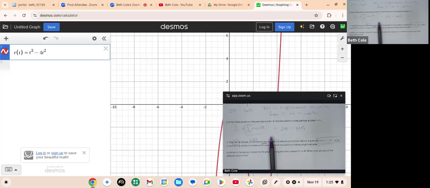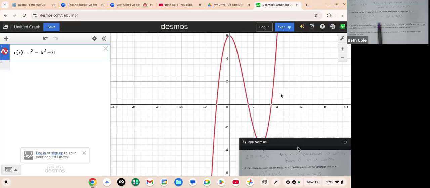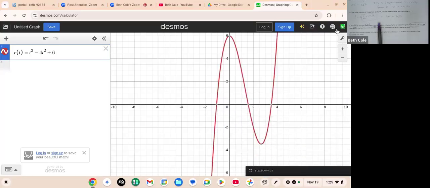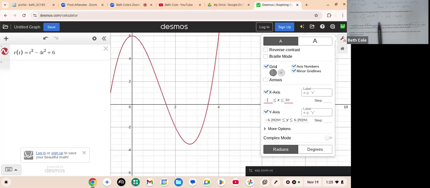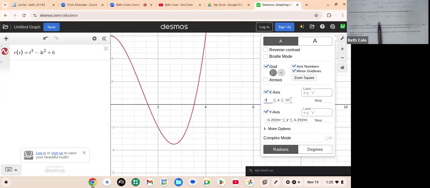I put R of T, T cubed minus 4T squared plus 6. Okay, cool, it did show up. Now I'm going to come over here to the little gear. What did they say the window was that I want to change this to? Because right now it's negative 10 to 10. Wasn't it 0 to 4? Yeah, for the root question, that initial part is 0 to 4. So I'm going to make it 0 to 4.